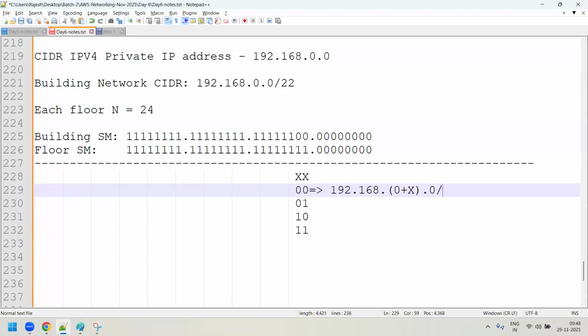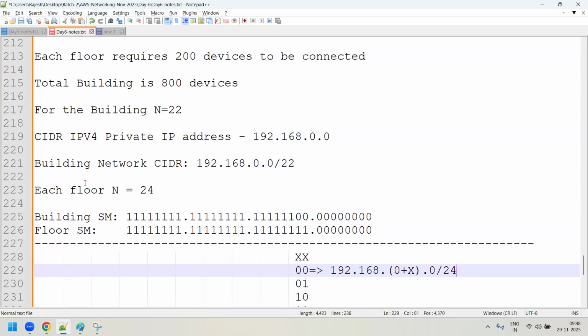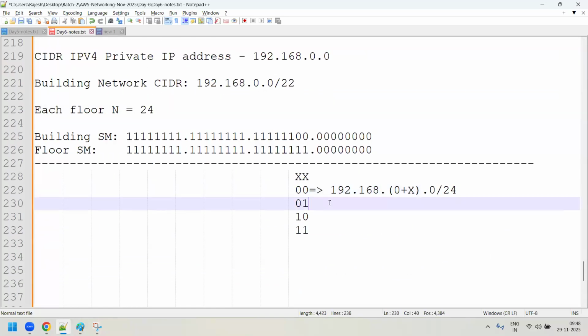This will be the 24 value. So this is 22 for the whole building. What about each subnet mask? The capital N value is 24, right? You have to do this, right. Now for the second one, how do you calculate?